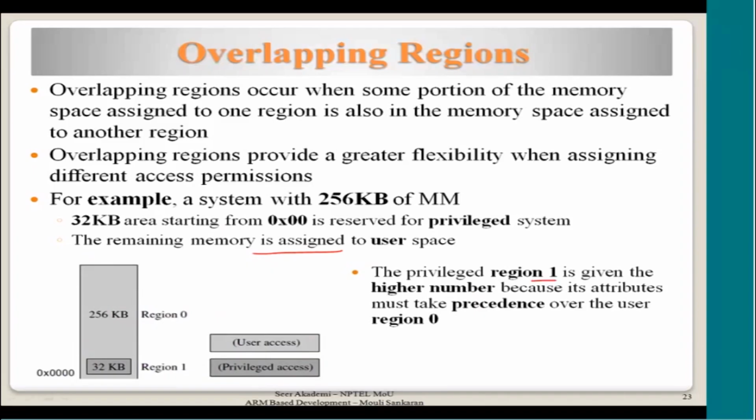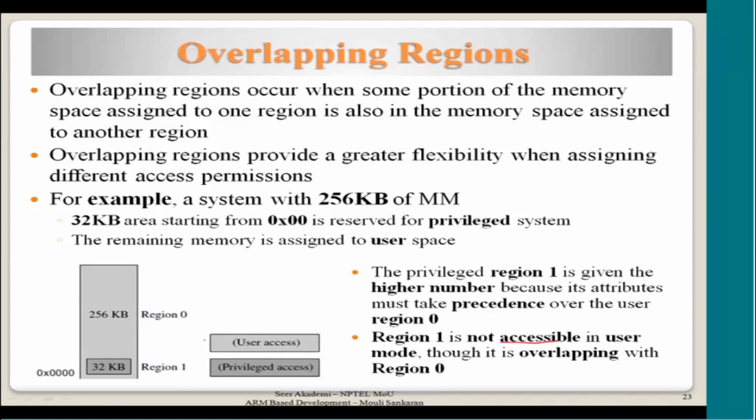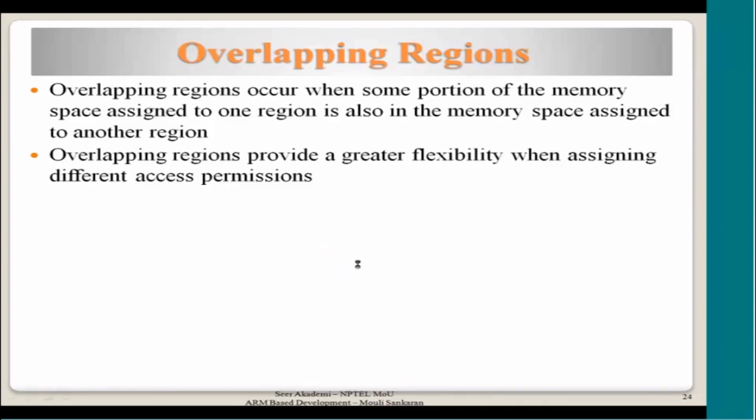The privileged region 1 is given a higher number because its attributes must take precedence over the user region. So you are intentionally giving a higher number so that its privileges overrule the privileges of this one. Very good. Now region 1 is not accessible in user mode, though it is overlapping with region 0. Though it is overlapping, that doesn't mean this user region can have access to this region. This is one of the uses of overlapping regions. Now I'll explain another one.